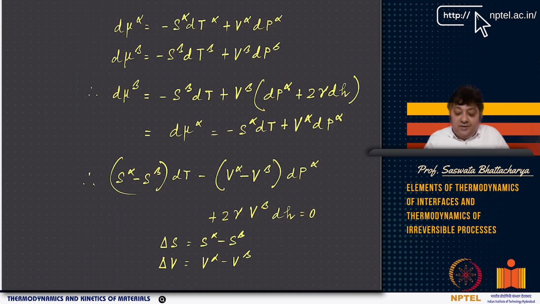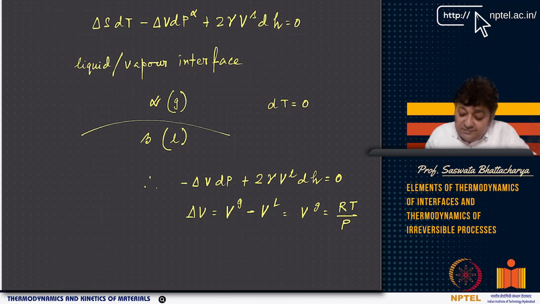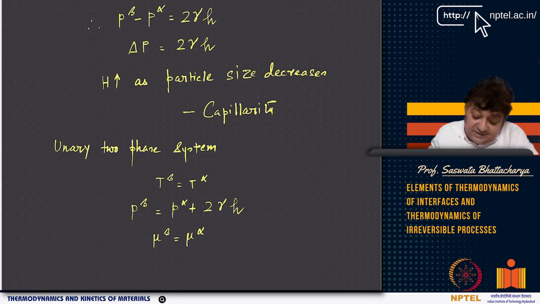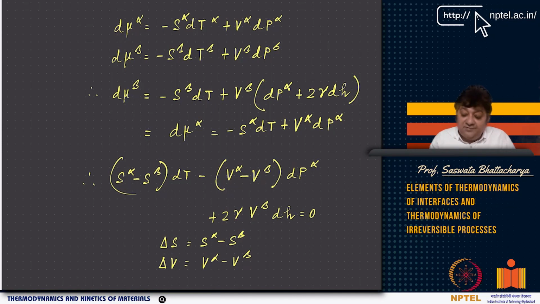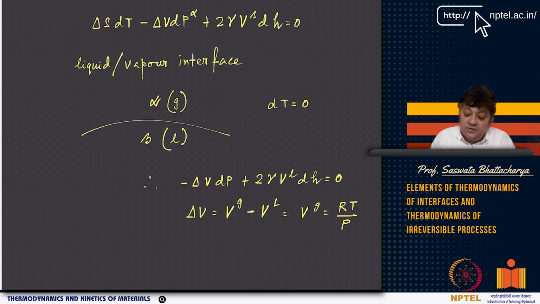If you go on doing all these derivations, at one point you will find that, for example, in a unary two-phase system, T beta is T alpha, but P beta is P alpha plus 2 gamma H, and mu beta again equals mu alpha. Now if you plug in all of these, you can show that for a curved interface, the capillarity effect will be different, the capillary length will be different. Basically, you can write delta V in terms of RT by P.